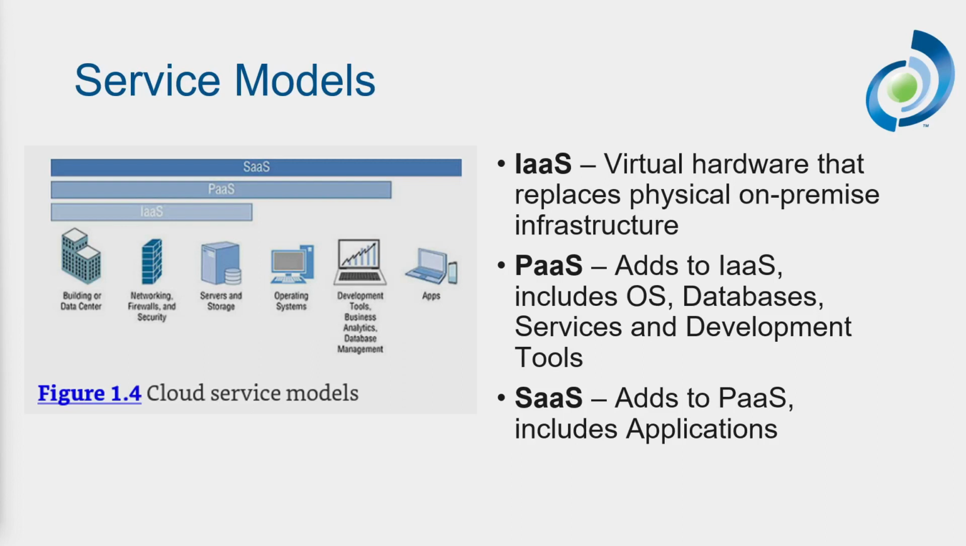So in our service models, the first one that we discuss is infrastructure as a service. So this is where you take virtual hardware that replaces physical on-premise infrastructure. This is where you go into your cloud service provider and you provision servers just like you would in the real world, except in the real world, you would go out and you would purchase hardware. It would be shipped to you. You would customize it, then you would put it into your data center, rack it, stack it, do all the things that you need to do, and then install the operating system and then go from there.